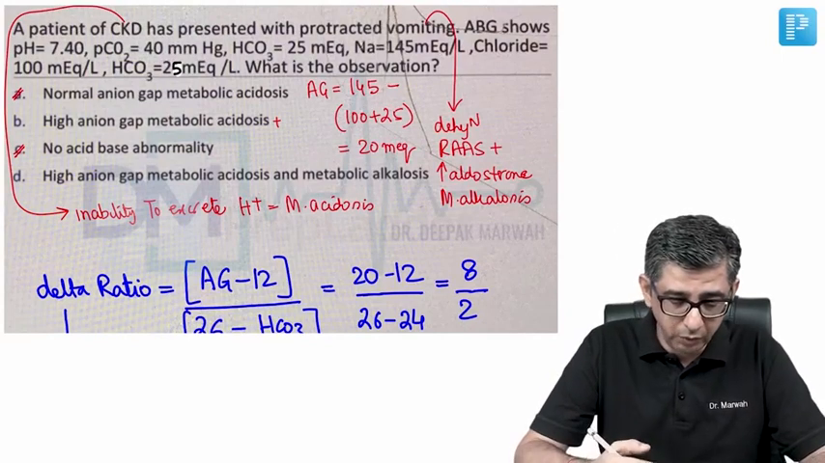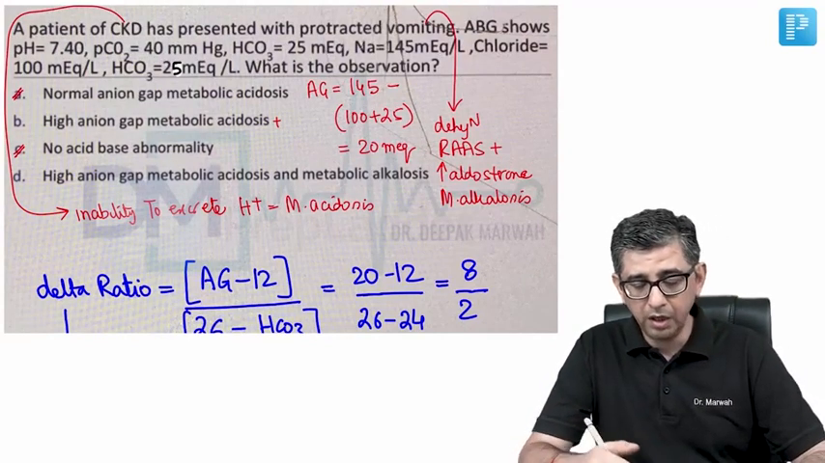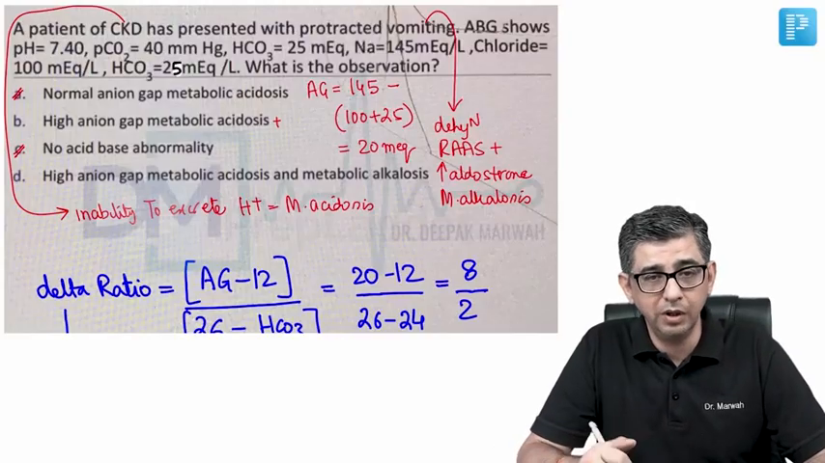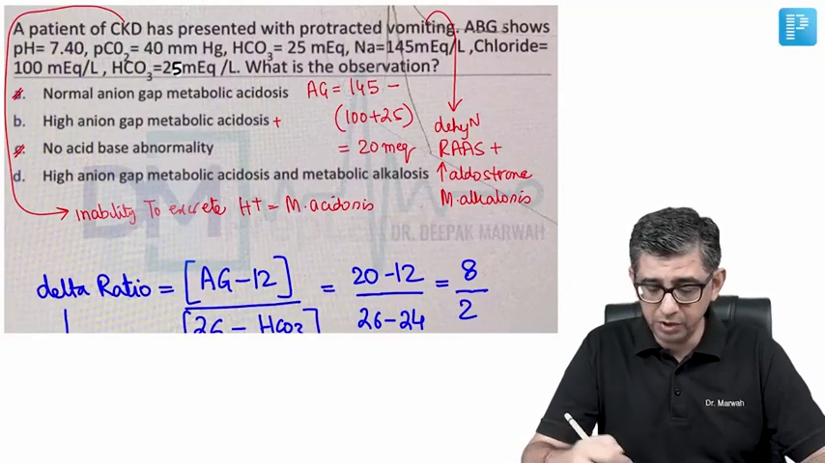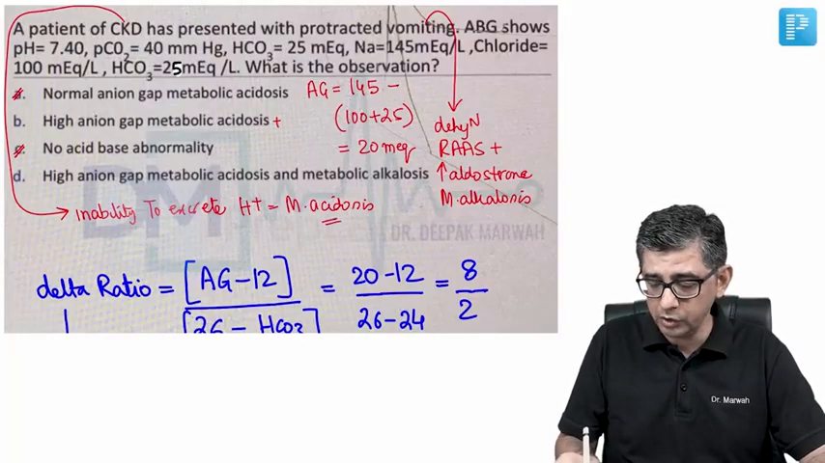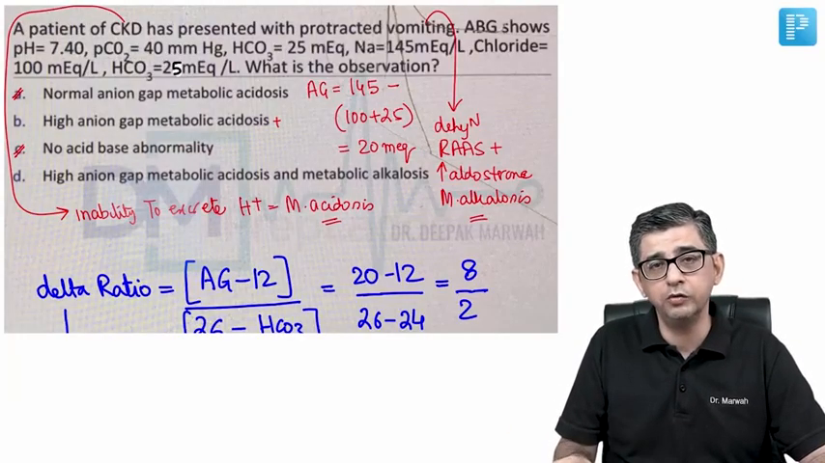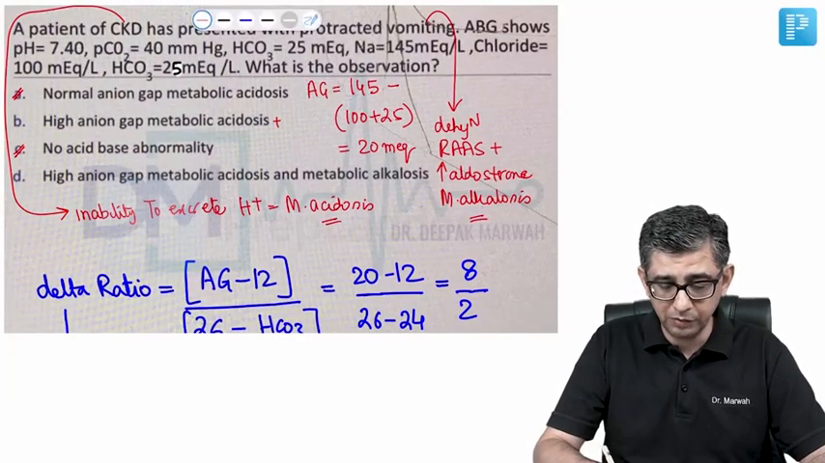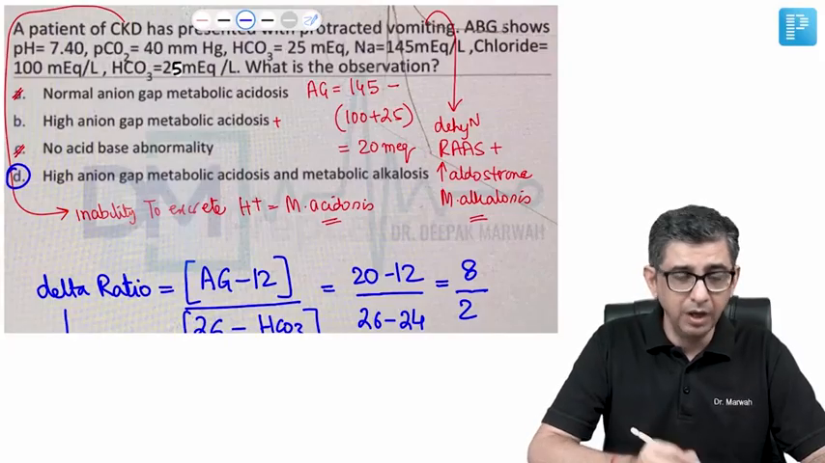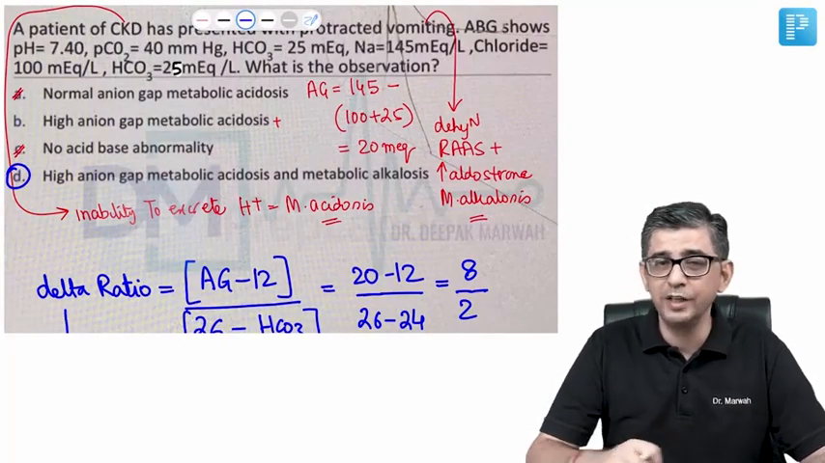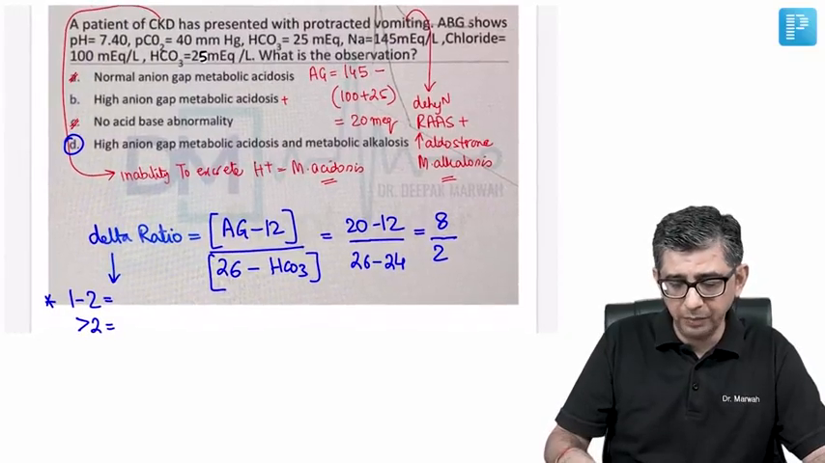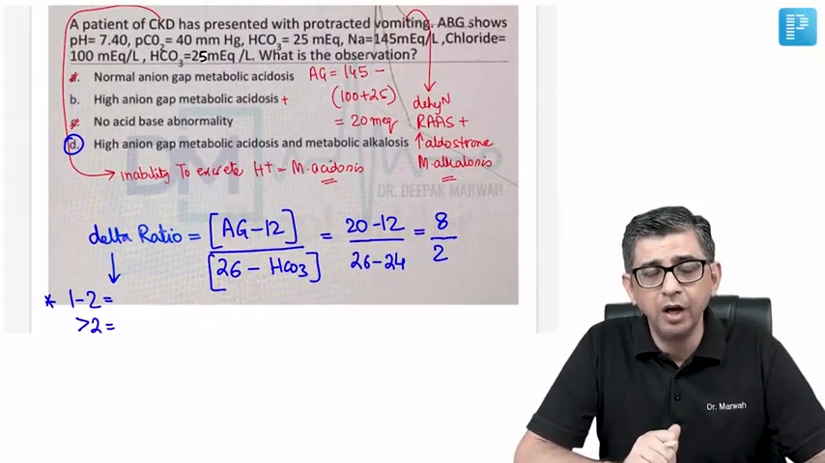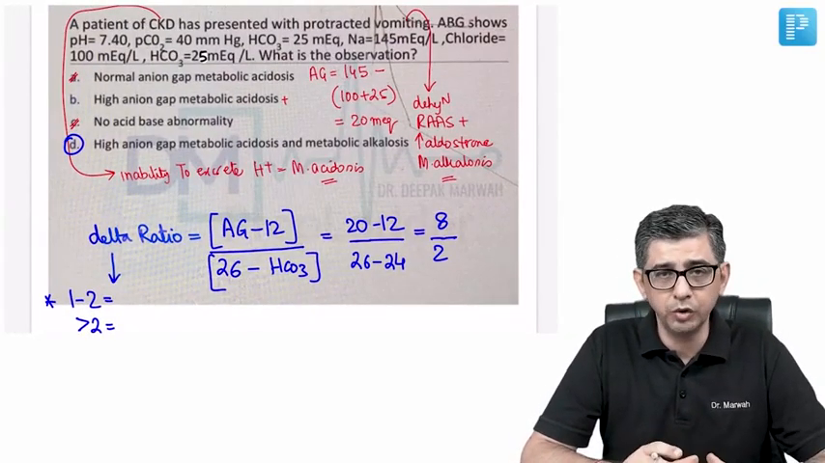Now we have to consider B versus D: high anion gap metabolic acidosis and metabolic alkalosis, versus a plain high anion gap metabolic acidosis. I've demonstrated before you theoretically that this would be the problem in the patient, a combination of the two. It is a mixed disorder. So first of all, the answer to this would be D. And then you will obviously say, sir, is there a mathematical justification for the same as well? So let's look at the mathematical justification behind it, which is technically called the delta ratio.